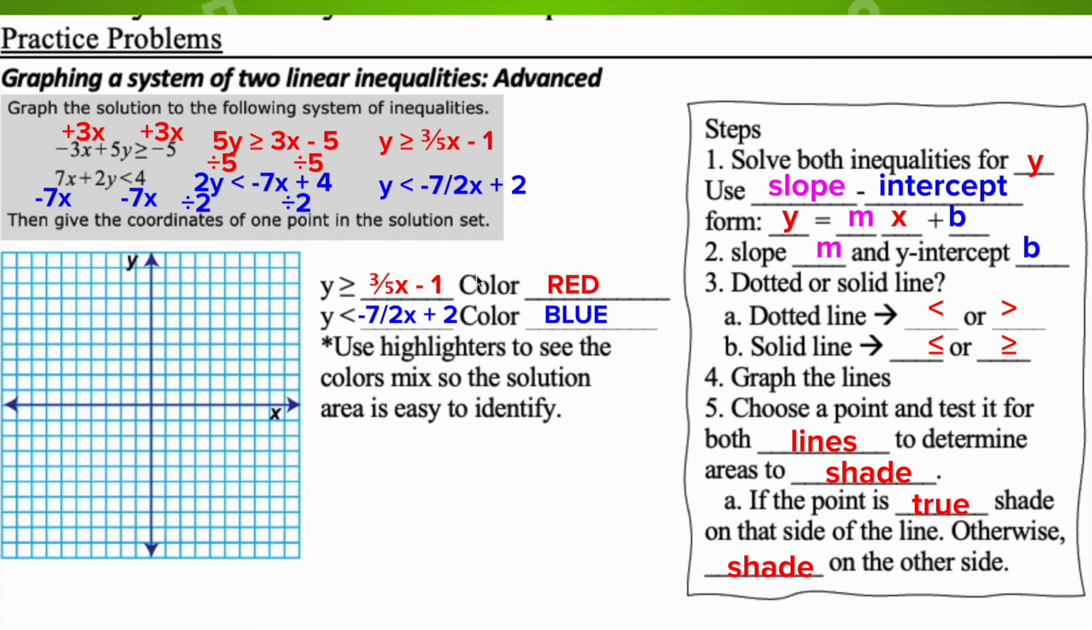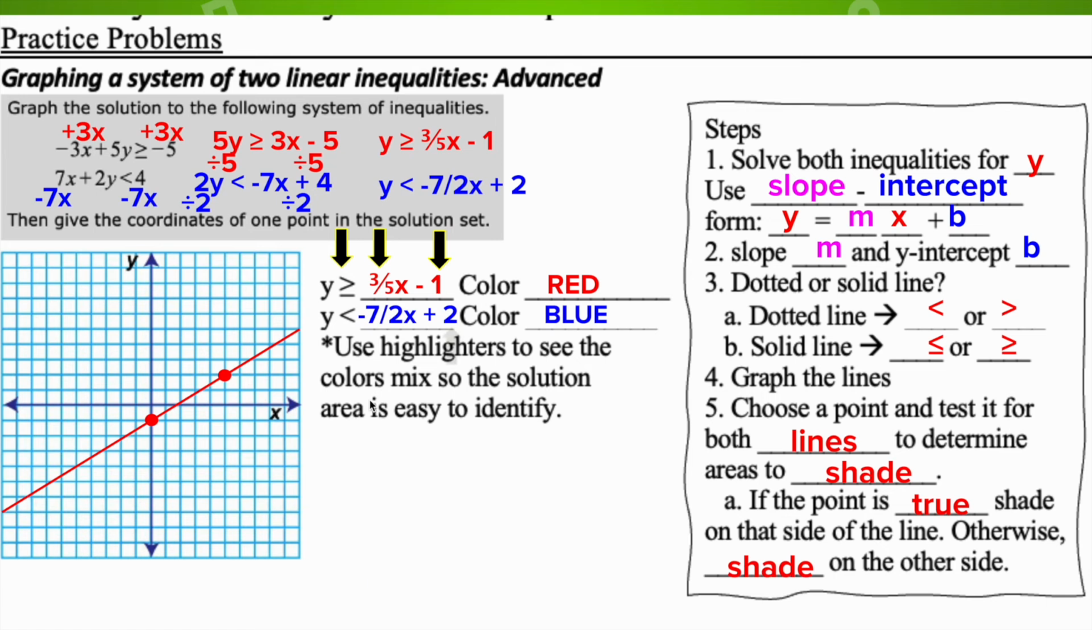So now I have my two lines. I can go ahead and start graphing. So I'm going to start at my y-intercept. So here it is, negative 1. Then I'm going to use my slope. So I go up 3 over 5. And then I decide on my line. So since it's greater than or equal to, it's a solid line. I don't have to change that.